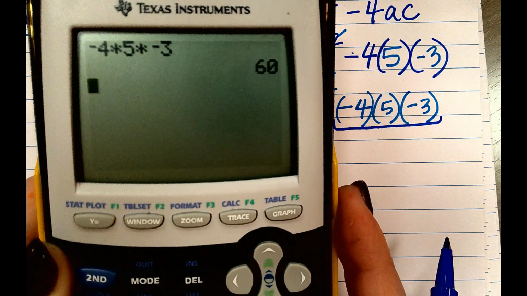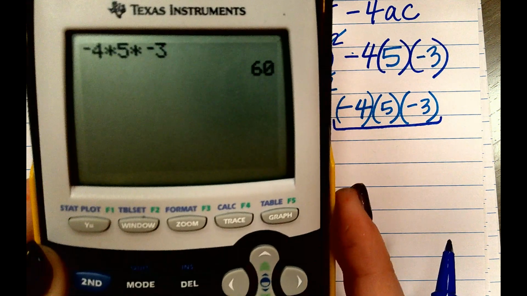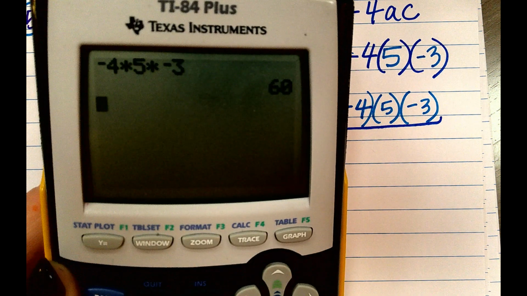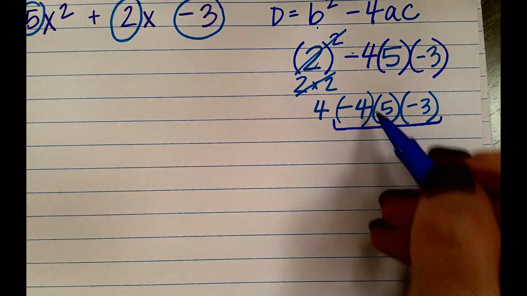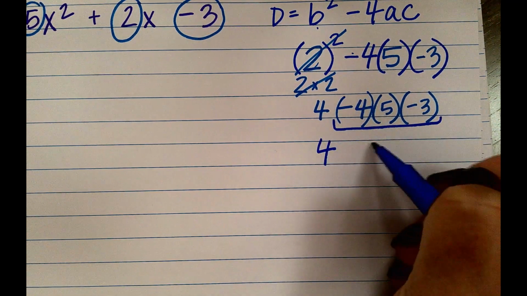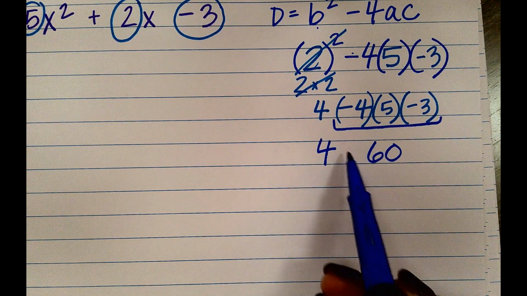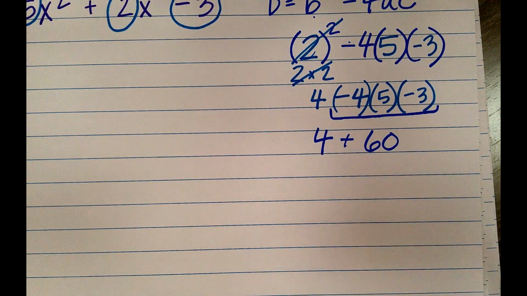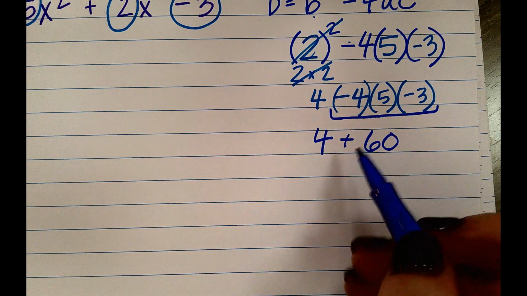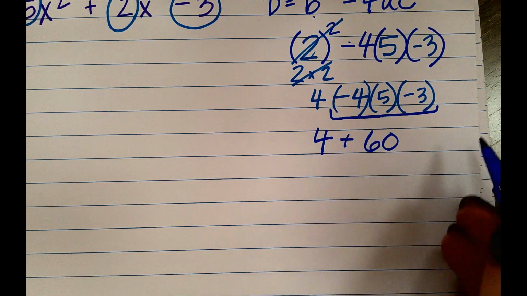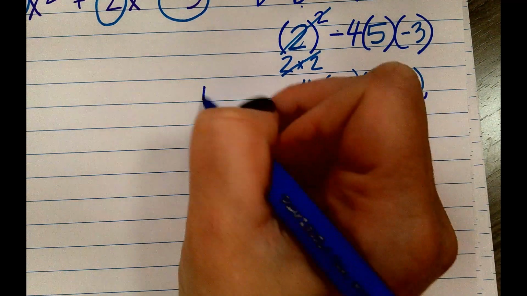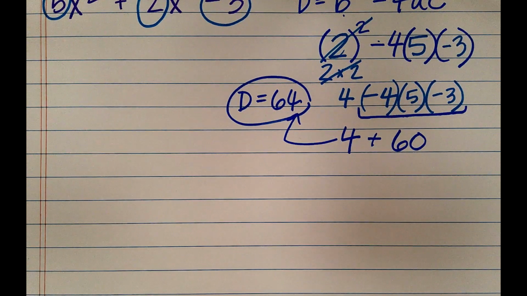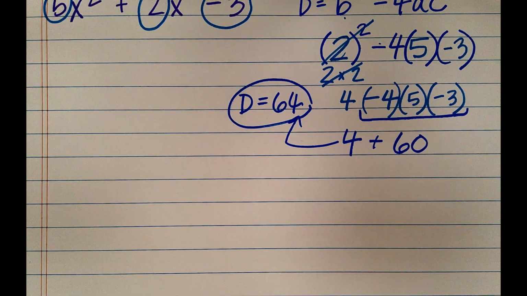Enter. 60. Isn't that faster? And you can see if you typed it in right. So, if I have 4 and this is 60, we're just going to add them. If it was negative 60, you'd subtract them. So it'd be 64. So we got 64.